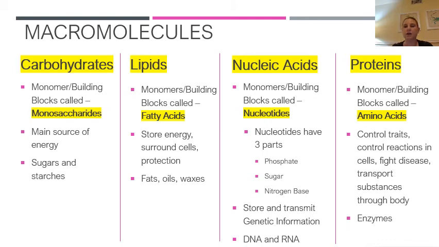They serve a ton of roles. They do many different things for our body. They control our traits. So they determine if your hair is curly or straight, the color of your eyes, a ton of different things about you. They control reactions in our cells, they fight disease, and even transport substances around our body. An example of proteins are enzymes, and we'll talk about that here.